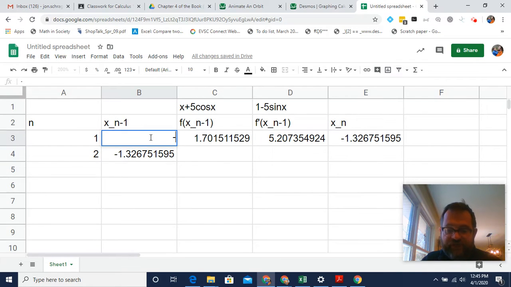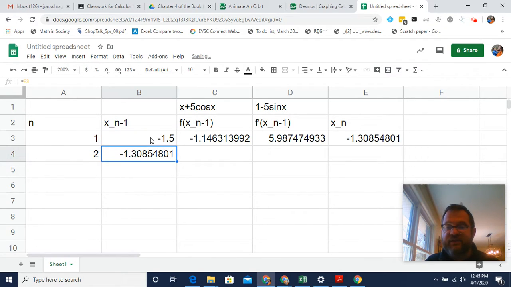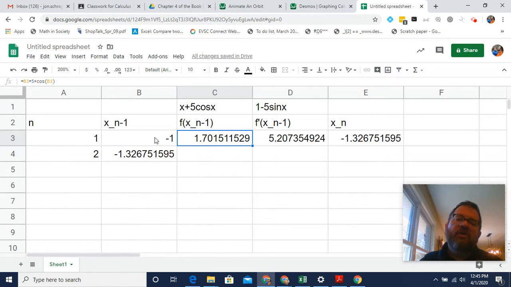Why would that value change? What if I chose a different guess over here? See how the numbers all reflect the change? Yeah, pretty slick, right? All right. Now, for this cell, we need f of x sub n minus 1.